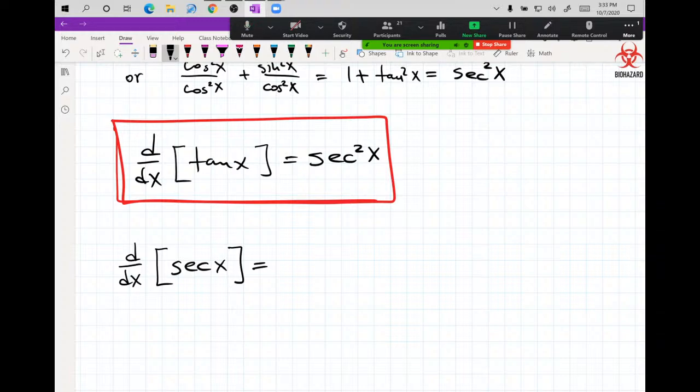We have the derivative of 1 over cosine x. And go ahead, do the quotient rule again. So I'll give you again 2 minutes or so. Now it's even easier because the numerator is 1, so that should quickly reduce the work.